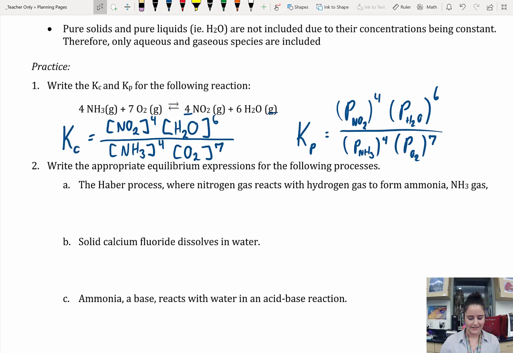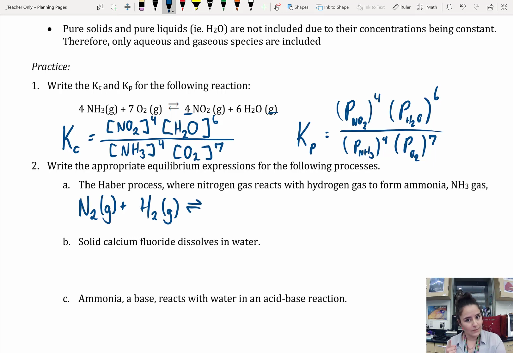We have the Haber process, like I said, the most famous of chemical reactions. In this chemical reaction, nitrogen gas reacts with hydrogen gas, our equilibrium arrow, to form ammonia gas. And then, of course, we need to balance it before we can accurately write the equilibrium expression. There we go. It's balanced. Now, this one, we could either do a Kc with the molar concentrations or a Kp with the partial pressures. I'm just going to go ahead and do the Kc.